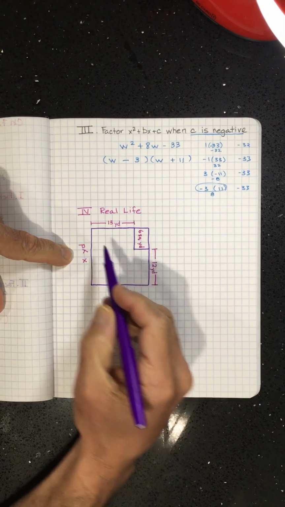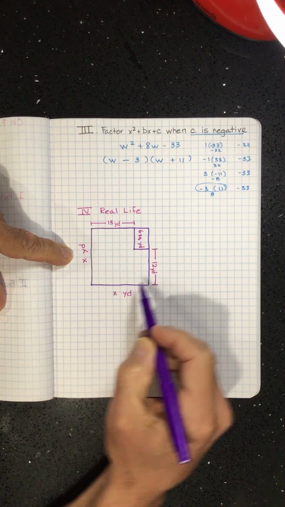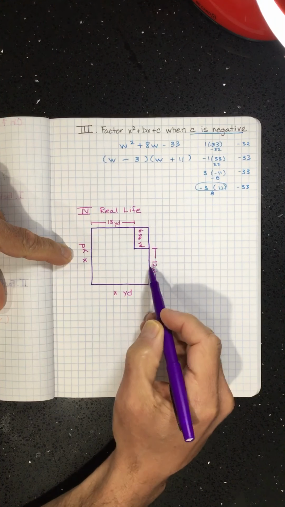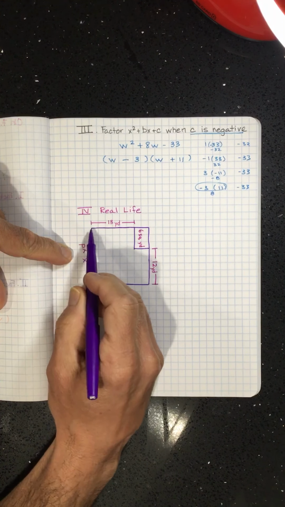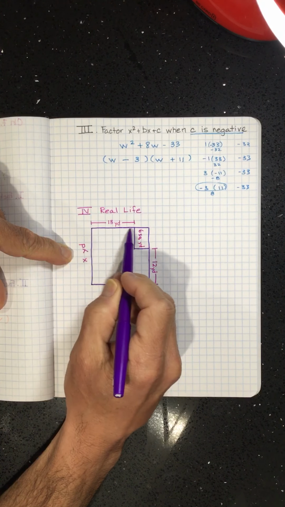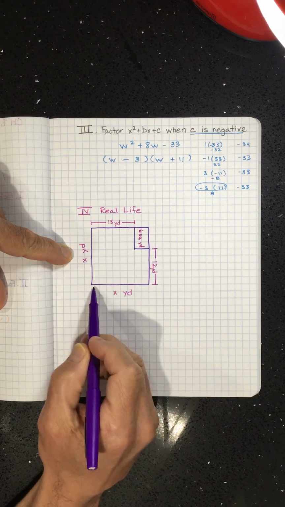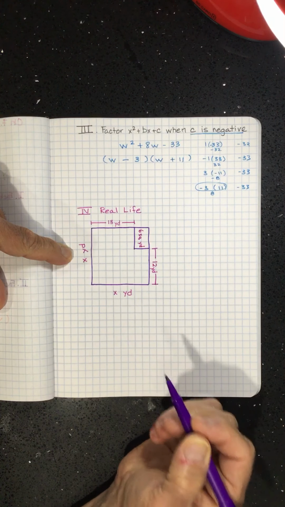So if we know from here to here is x, and we know from here to here is 12, we'll subtract 12 away from x to figure out what this is. And it's the same story over here. From here to here is 13, and this is x, so we'll subtract 13 away.